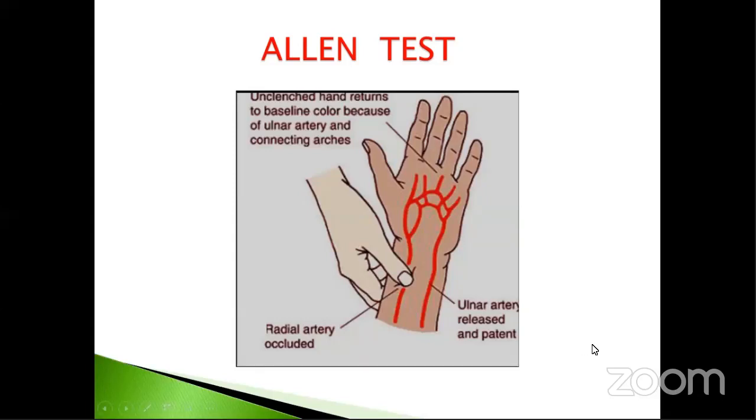For recognition of the patency of the ulnar artery. And if radial artery, we will occlude by finger, and we will release the ulnar artery. So if there is good perfusion to the hand, it means we can utilize the radial artery for procedure.